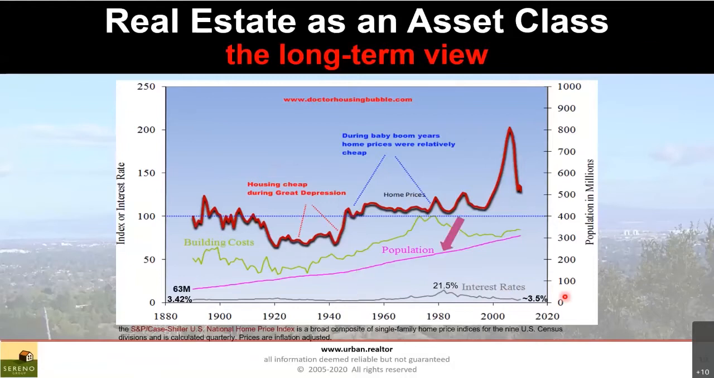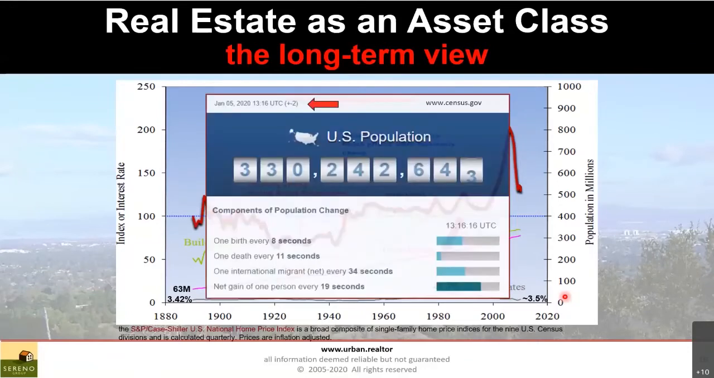The second factor that is impacting the real estate index is the population. As you can see, the US population from the late 1880s is growing steadily, and that is a very, very important factor. If we look at the current population in the United States as of January of this year, we are about 330 million people.